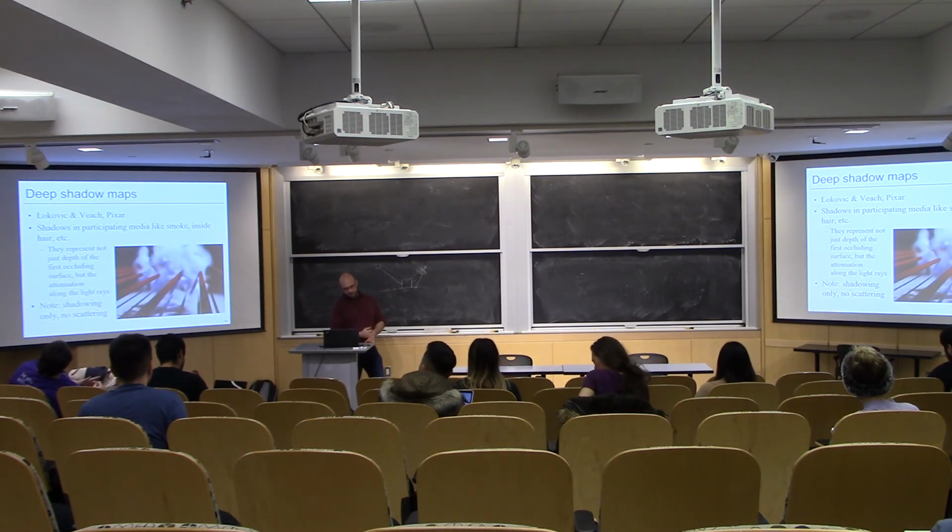Okay, so there's a technique out there. It's called deep shadow maps. And this is for things that are participating media, which is a term for things like smoke, some people's hair, not my own hair. Things that take away light but don't take it away completely. And so this is just going to handle shadowing and not scattering, right? That's another effect that you have to deal with a lot in this kind of scenario.